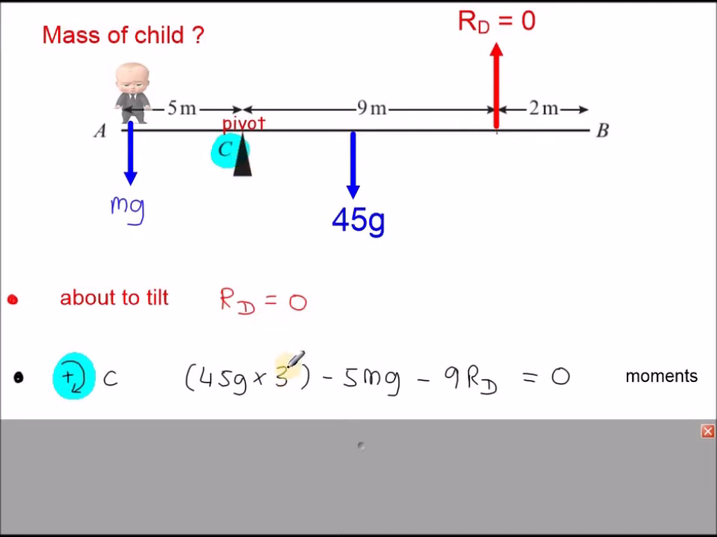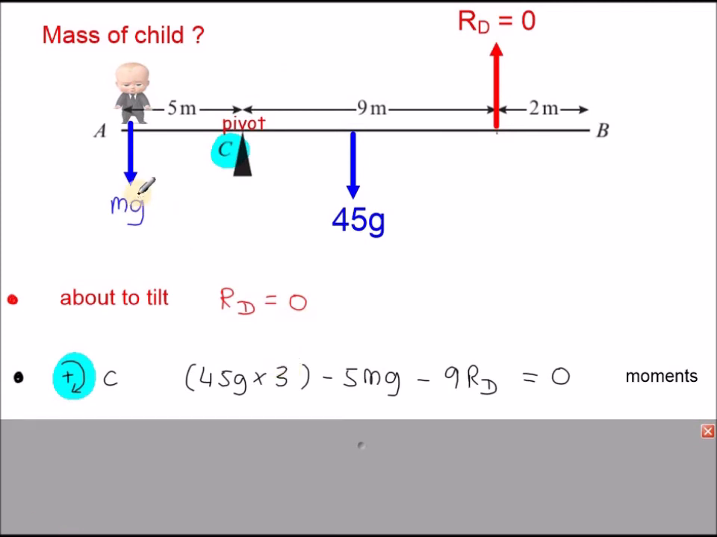3 meters. And it's 3 meters because the length of this rod is 5 plus 9 plus 2. That's 16 meters. Because it's uniform, the 45g force is right in the center, so it's 8 meters from this end to the center. So 8 minus 5 gives you 3 meters in here.